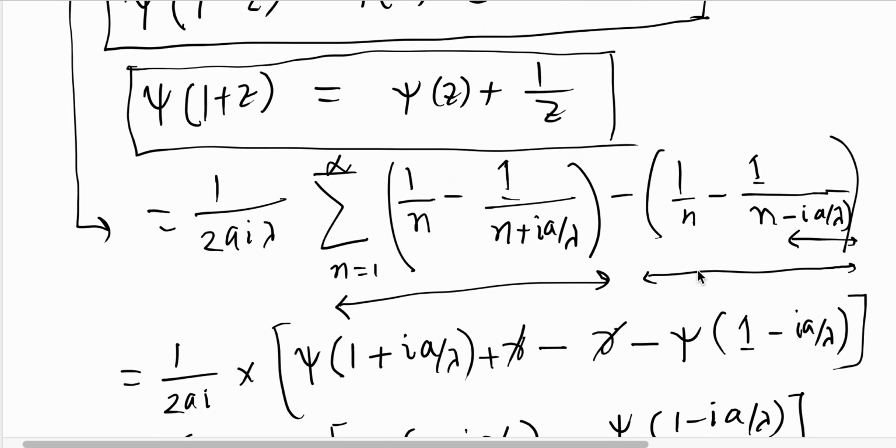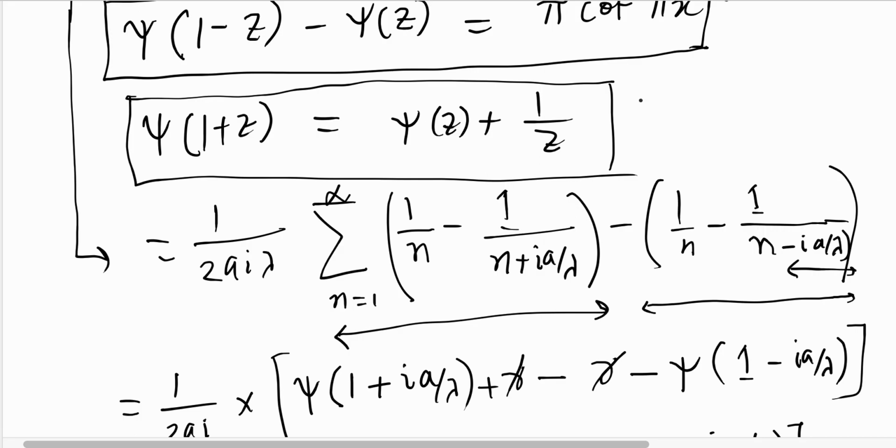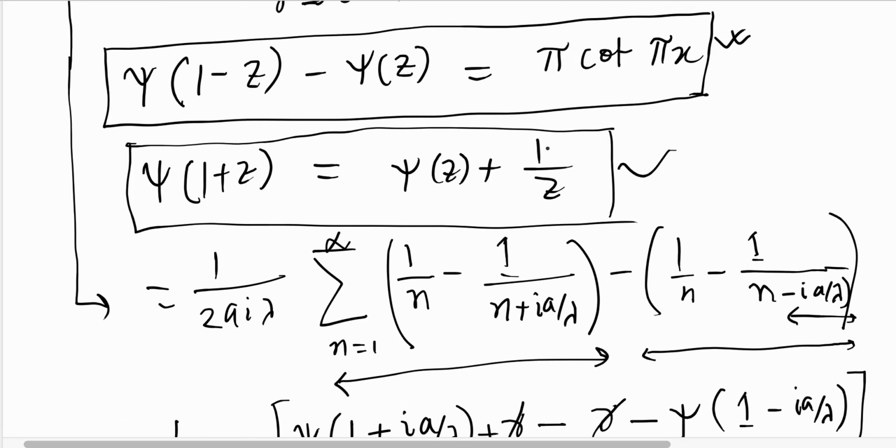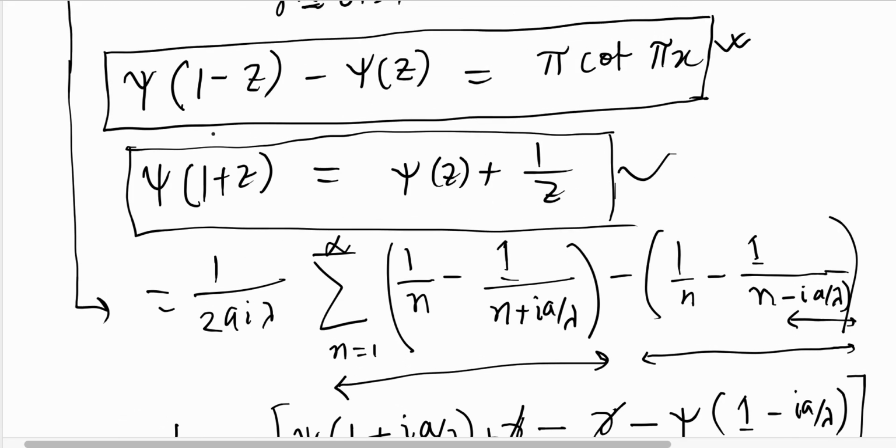Now what property should I use? I will use this property, because I know psi of 1 minus z minus psi of z is pi cot pi z. So I will use this property.